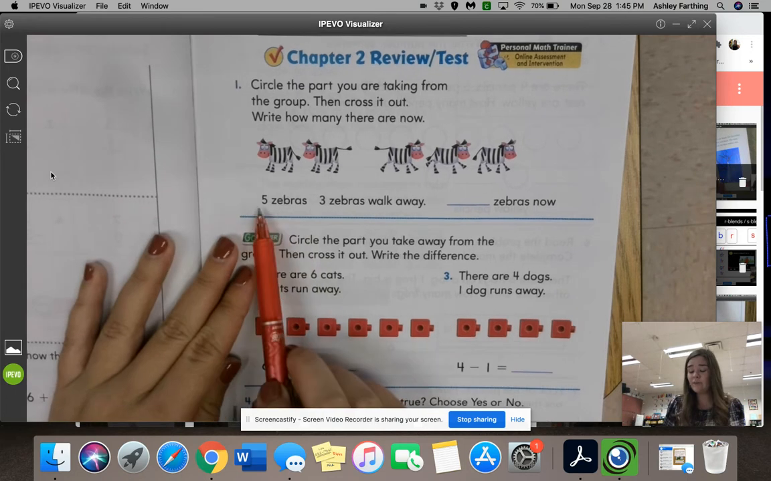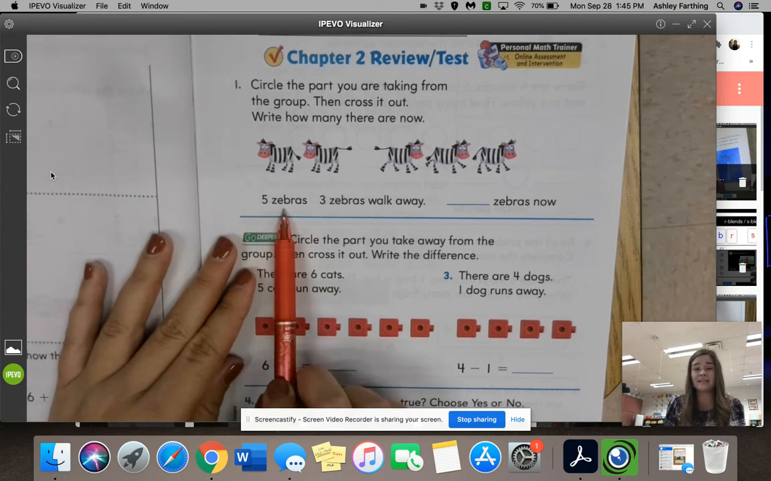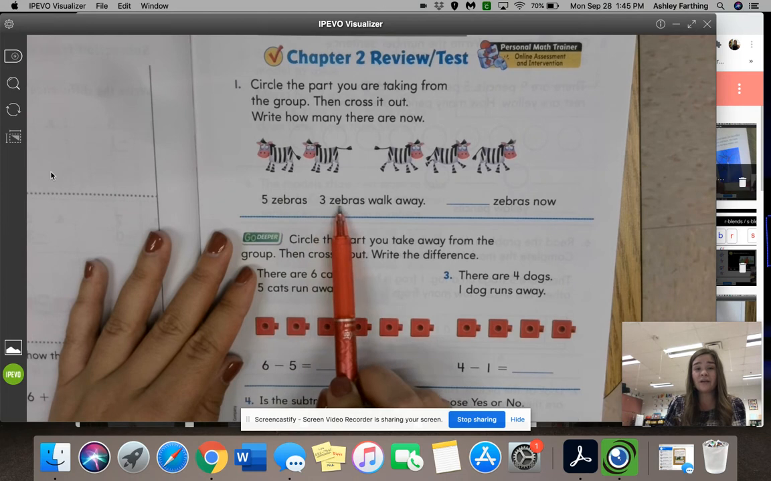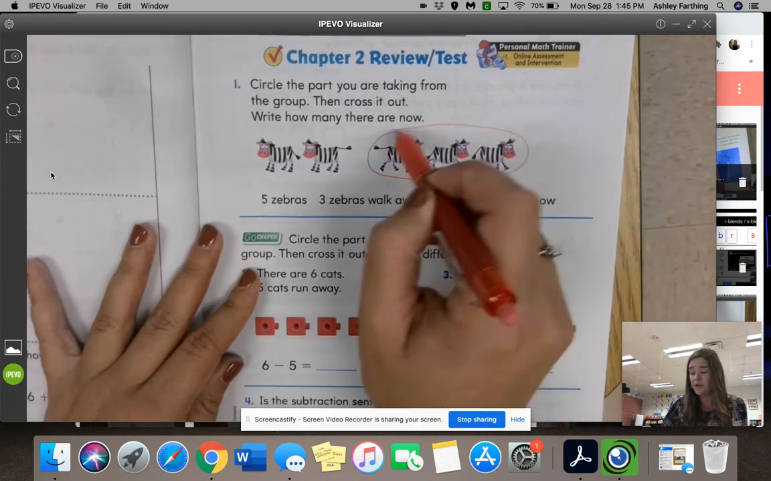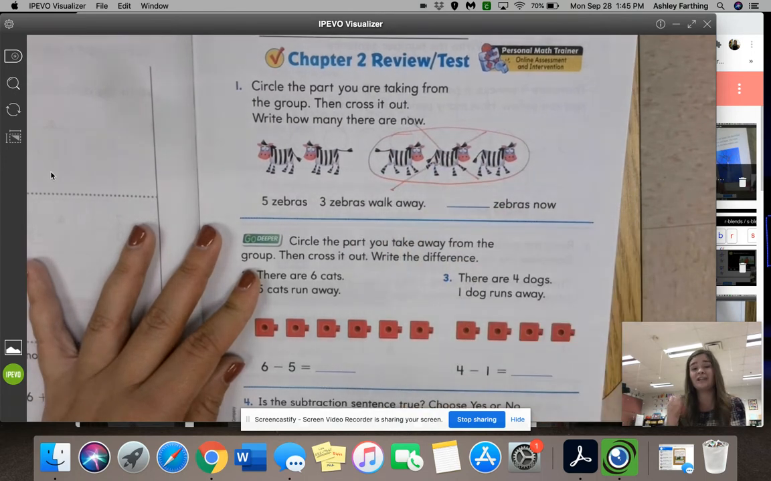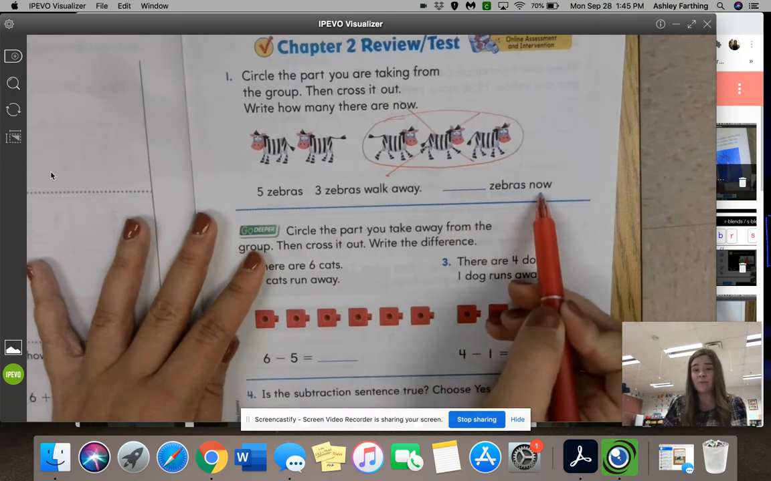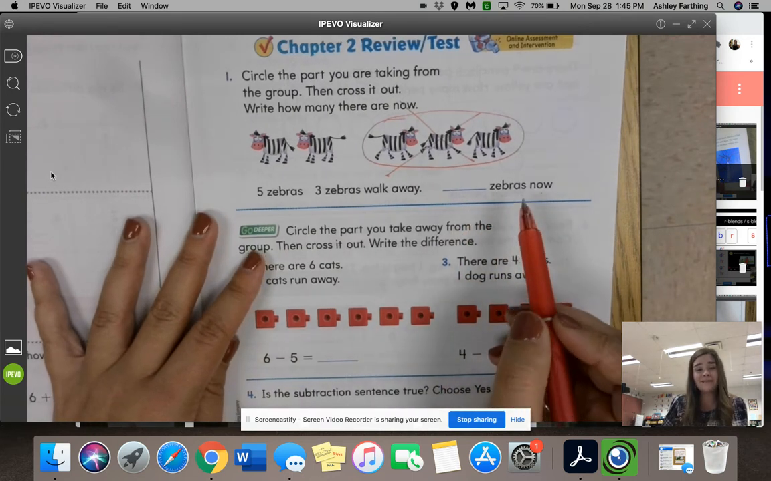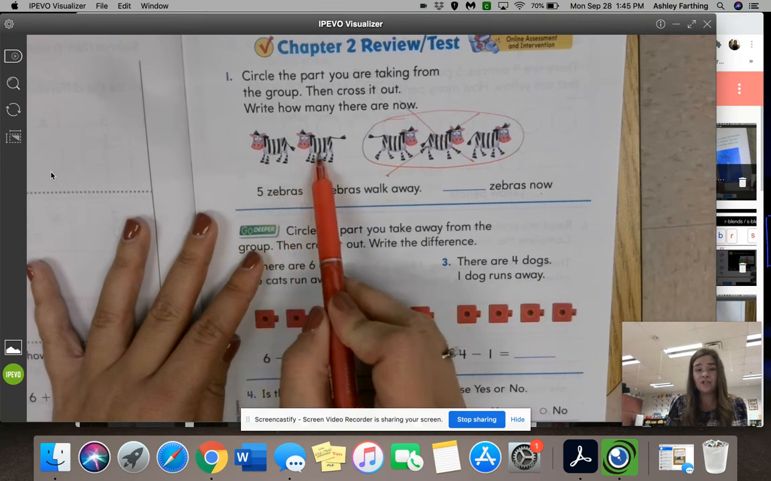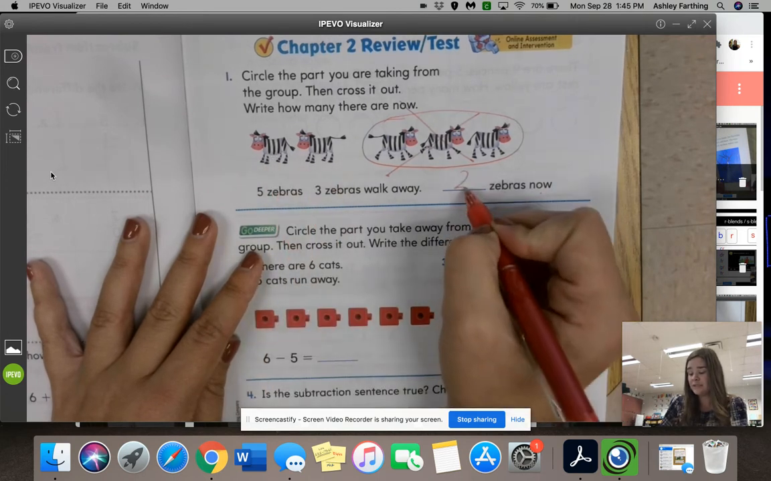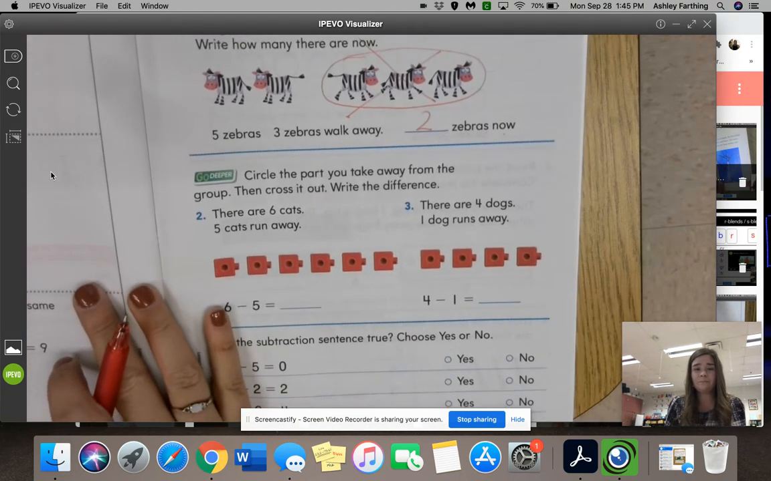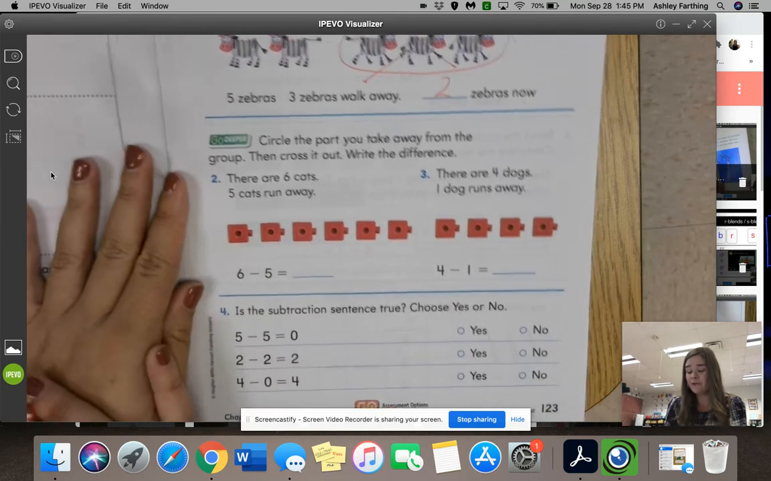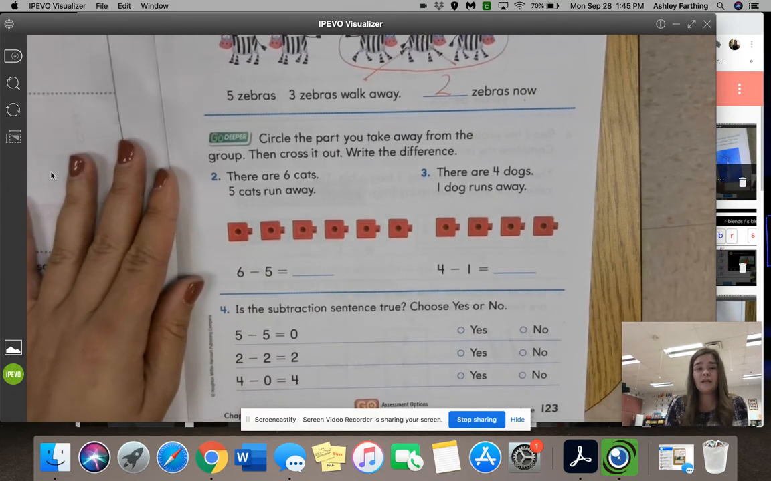So here it tells us we have 5 zebras. It also tells us that 3 zebras walk away. So we need to circle these 3 zebras that are walking away and cross them out, just like it tells us to in our directions. Now it says blank zebras now. How many zebras do we have left? Let's count them. 1, 2. We have 2 zebras left. So write 2 zebras on your line. Wonderful job, first grade.